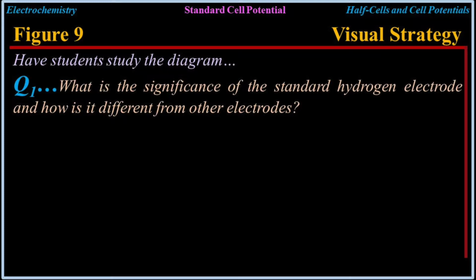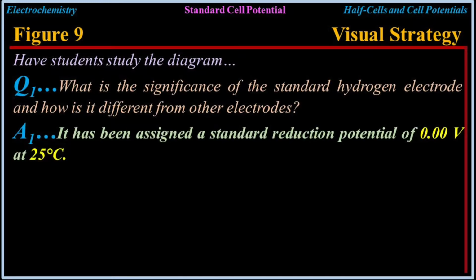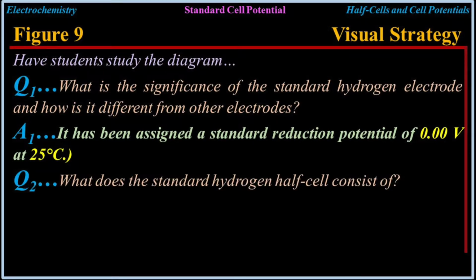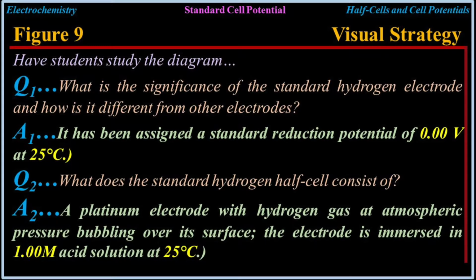What is the significance of the standard hydrogen electrode, and how is it different from other electrodes? It has been assigned a standard reduction potential of 0 volts at 25 degrees Celsius. What does the standard hydrogen cell consist of? A platinum electrode with hydrogen gas at atmospheric pressure bubbling over its surface. The electrode is immersed in 1 molar acid solution at 25 degrees Celsius.